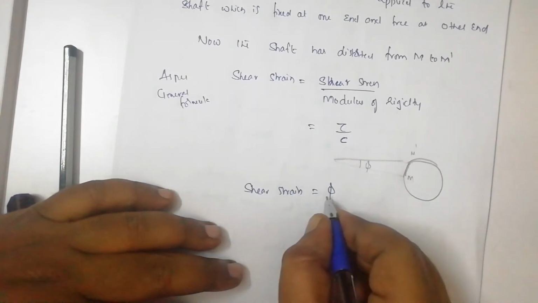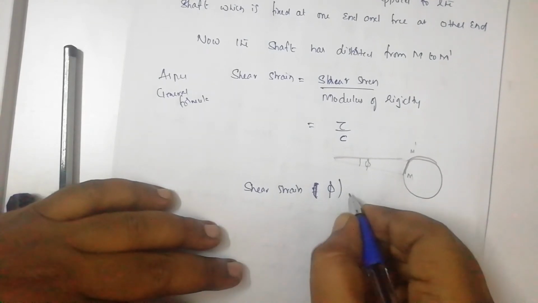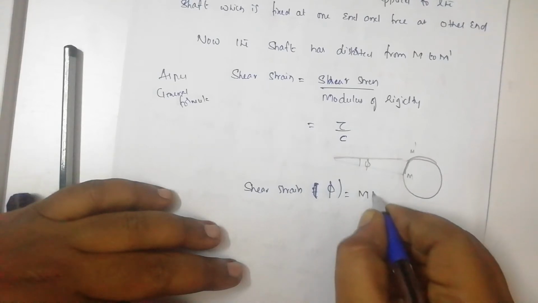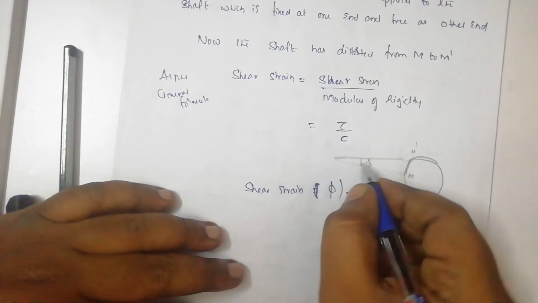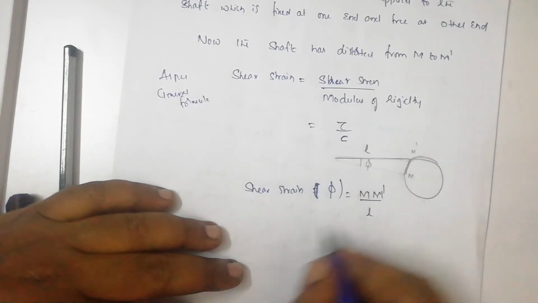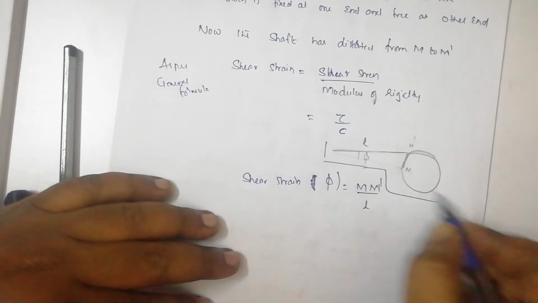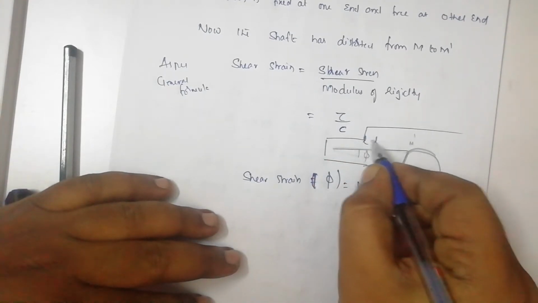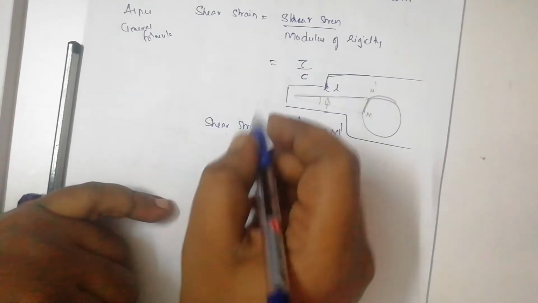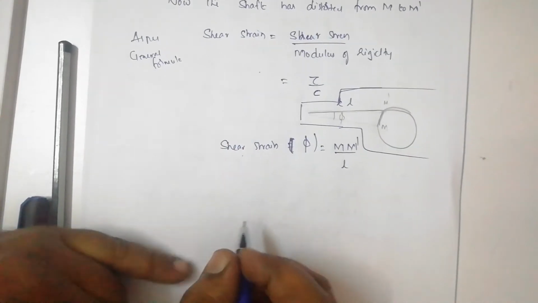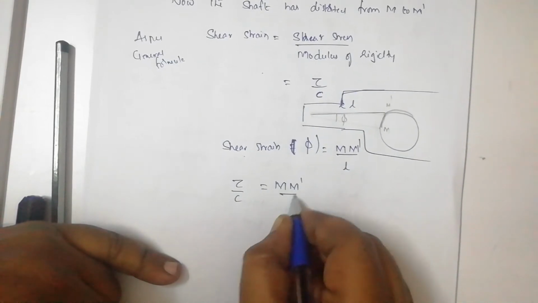So, shear strain is equal to, you can write, this phi. Now this phi is equal to M dash by L, that is nothing but the change obtained divided by the original length L, clear. So, this is the figure, I will separate it now. This is also shear strain, this is also shear strain, both should be equal. So, I will write tau by C is equal to M dash by L.